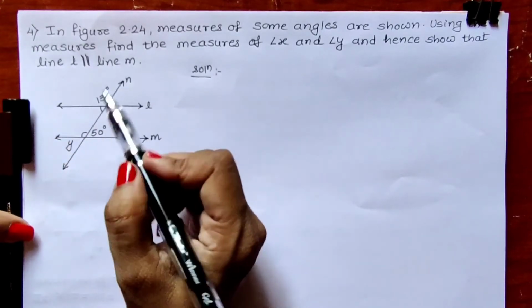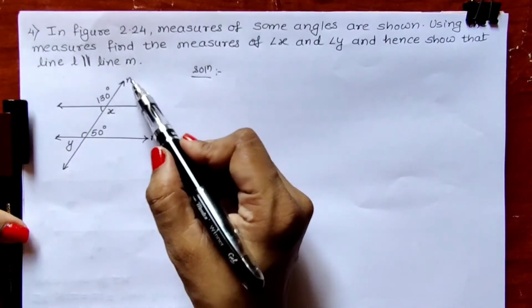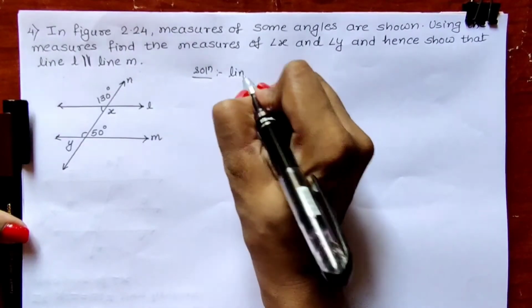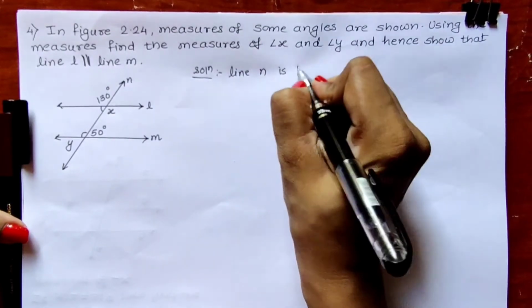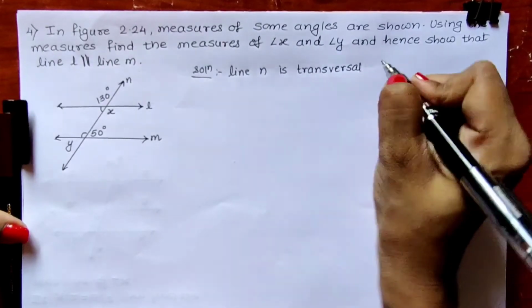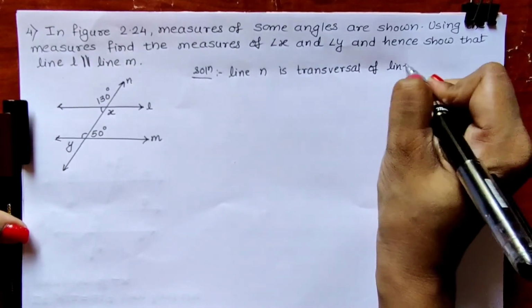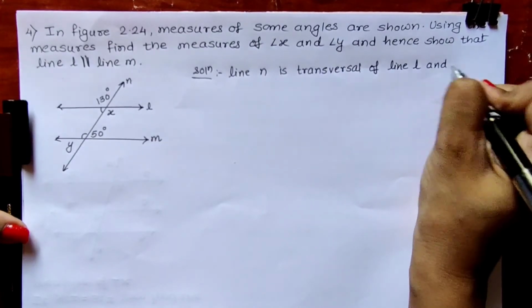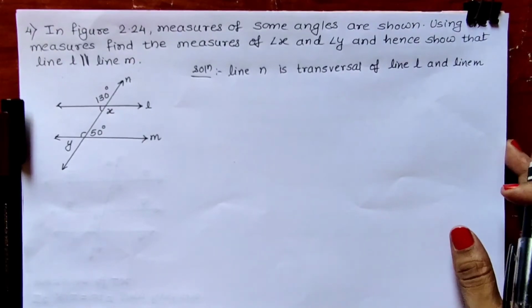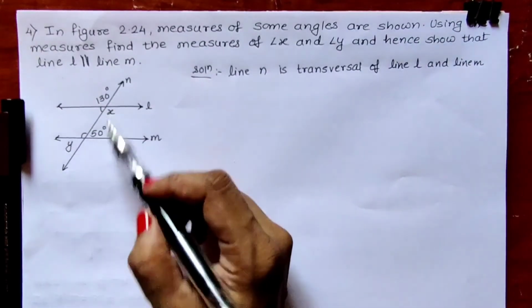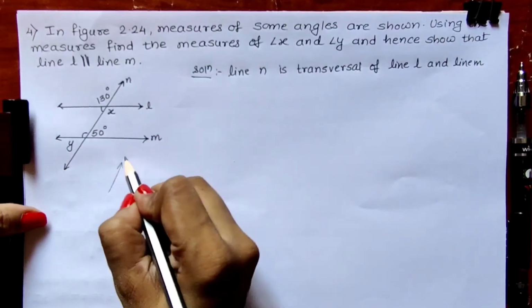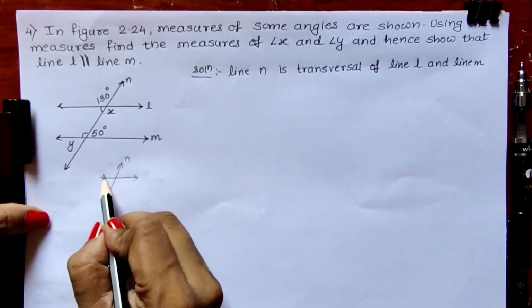This is not given to us, but it can be seen that line N is the transversal of these two lines, so that we can write here line N is transversal of line L and line M. So what do we mean by transversal? Transversal line is the line which intersects these two lines at two different points. So this line N is intersecting line L also and line M also.